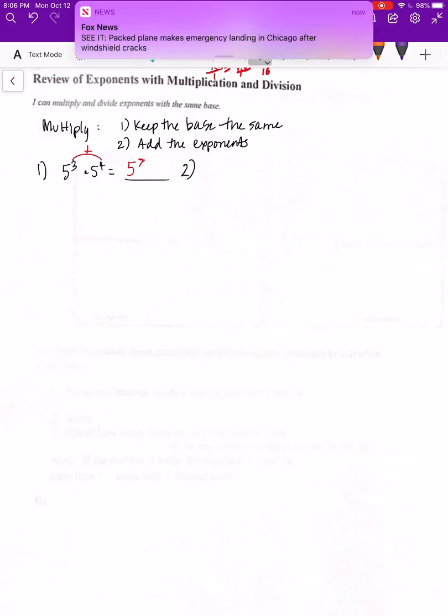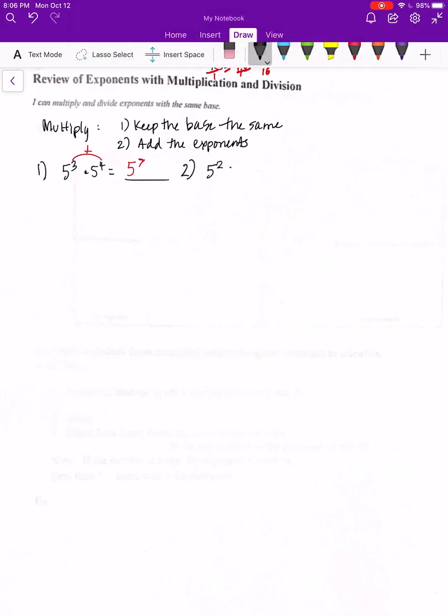Number 1, 5 to the third times 5 to the fourth. Keep the base the same, which would be 5. Add the exponents, 4 plus 3. And hopefully you said 5 to the 7th power. Here we go. Number 2. 5 squared times 5. So keep the base the same, 5. I can put in the ghostly Gladys 1 there. And 2 plus 1 is 3. So 5 to the third power.